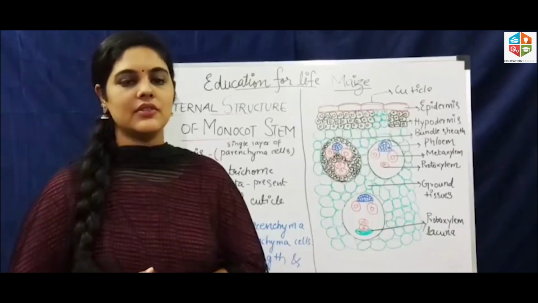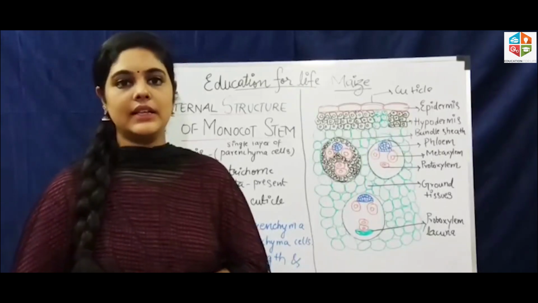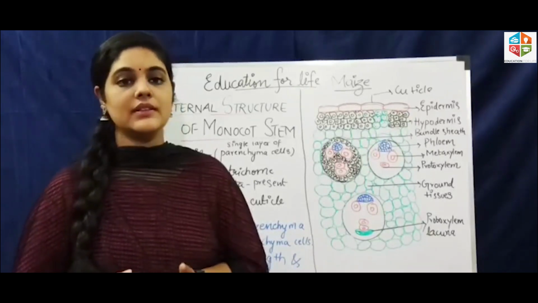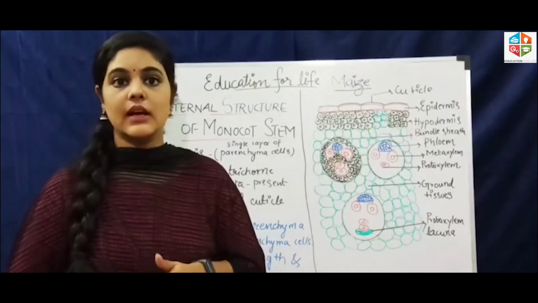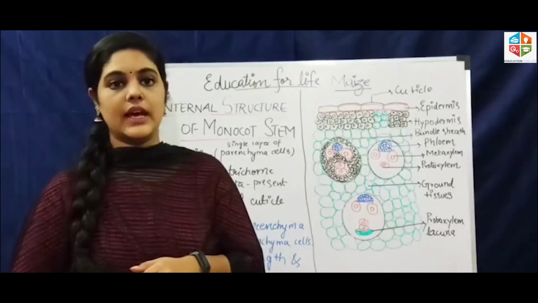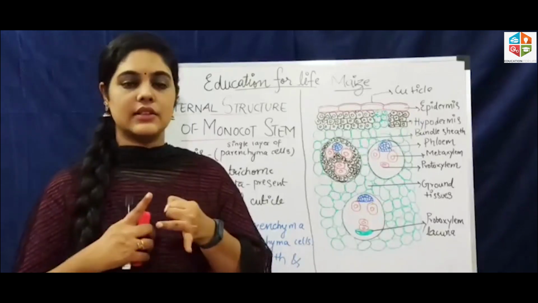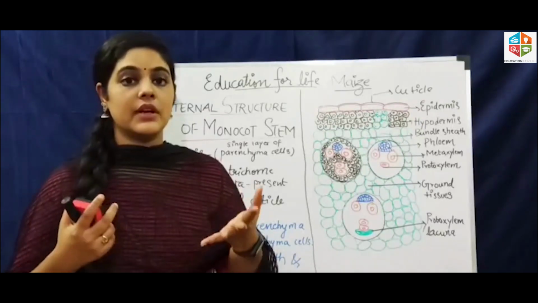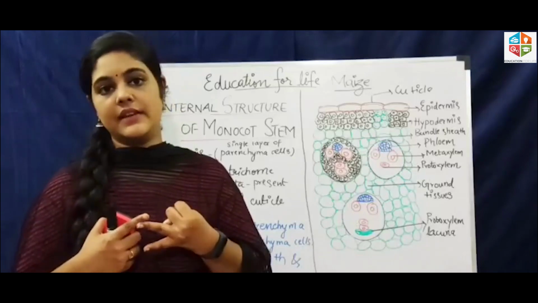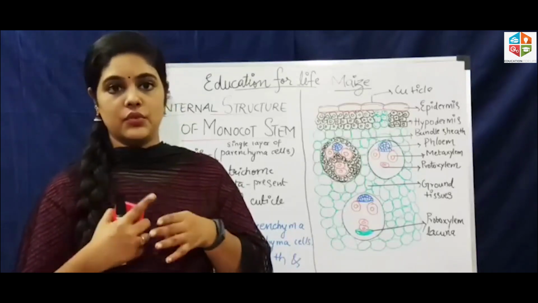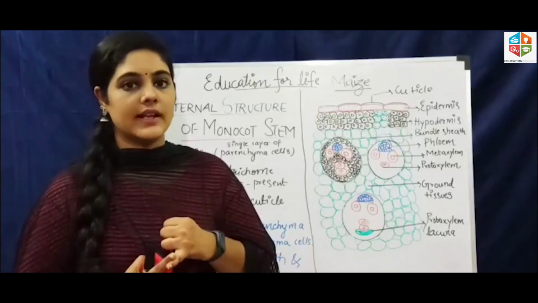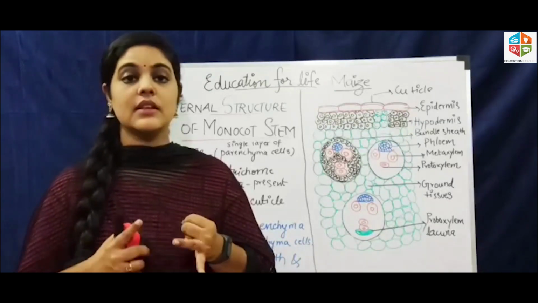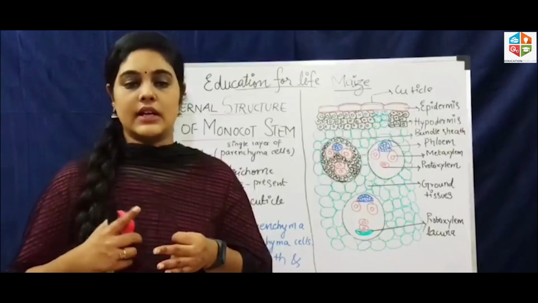About the internal structure of monocot and dicot stem. What is stem? Stem is the plant axis which is seen above the ground. The stem is erect and ascending. The stem produces branches, leaves, flowers and fruits. The function of stem is transportation of water and minerals, storage and transpiration.